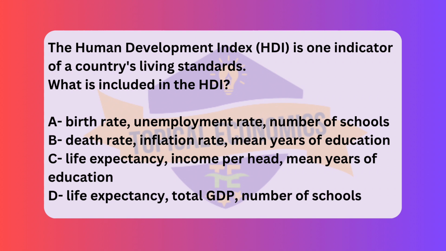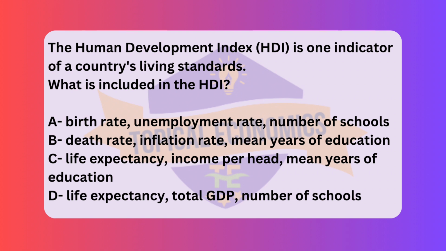3. Mean years of education. This represents the education dimension, measuring the average number of years of schooling received by people aged 25 and older, reflecting access to and the quality of education. These three dimensions are combined to create the HDI, which ranges from 0, lowest human development, to 1, highest human development. Analyzing the other options.